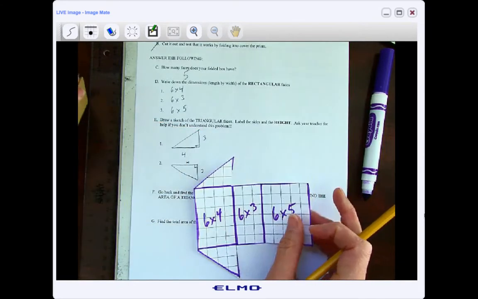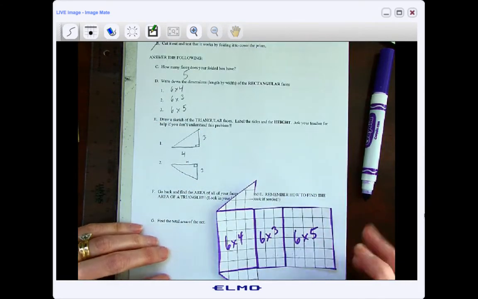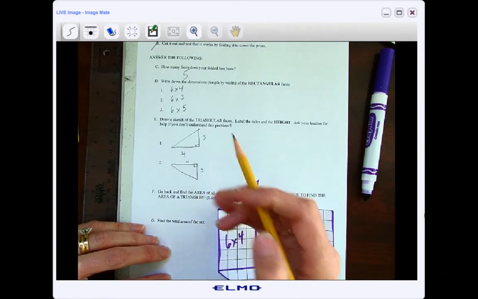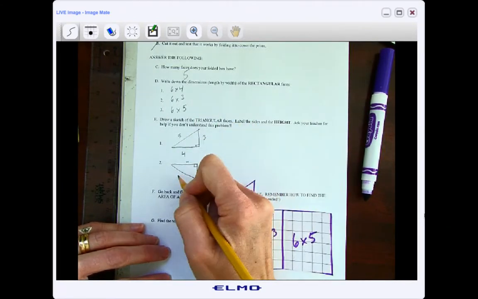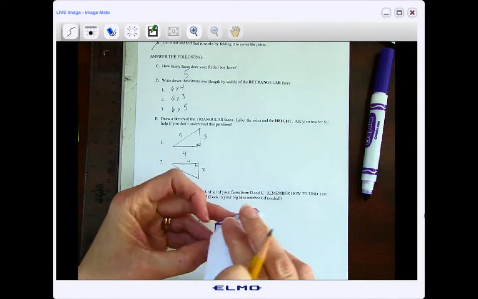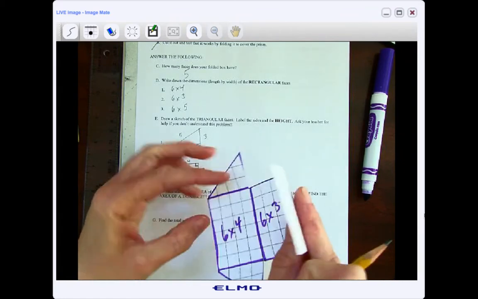Just to make it a little bit easier. Label the sides and the height. So I did. This is 4, this is 3, and then this length actually should be 5. And the reason I know that is because that's the length covering around right here of 5.